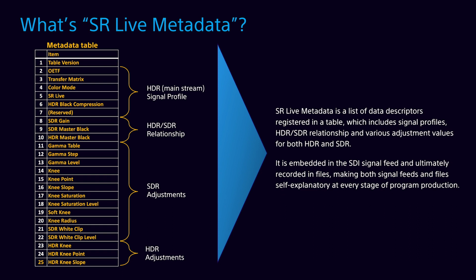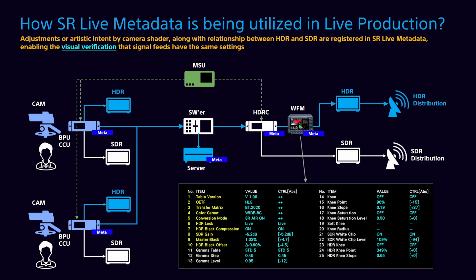The SR Live metadata packet shown here consists of 25 parameters that describe the operational settings of the cameras, including signal profiles, HDR-SDR gain differential, as well as HDR and SDR picture adjustments. This information can make HDR and SDR data streams and files self-explanatory for the various stages of production and post-production. This picture illustrates how the SR Live metadata travels through the production pipeline, finally reaching the HDR-C4000 converter for visual verification of signal settings during the live production.